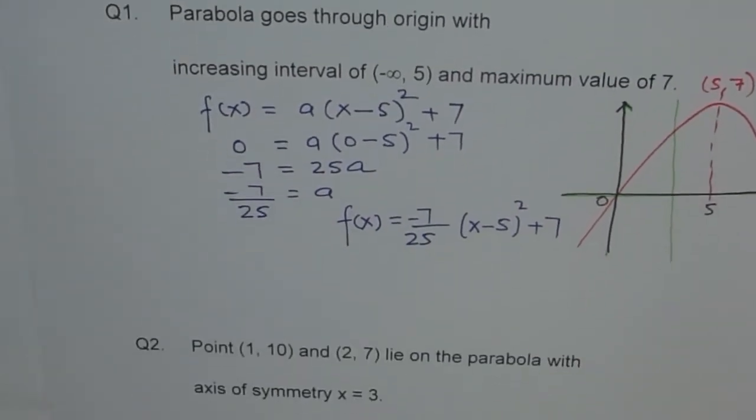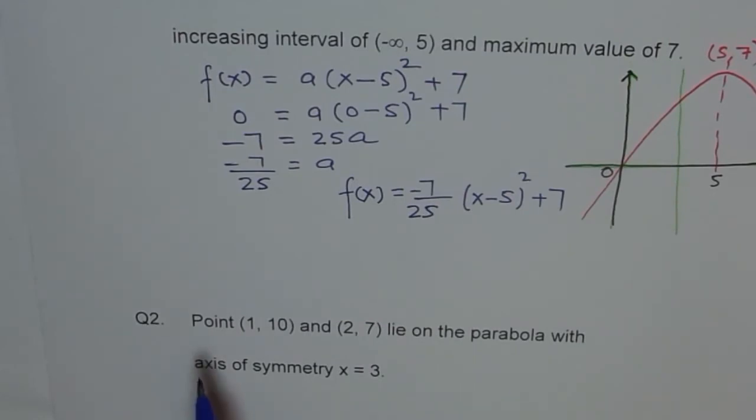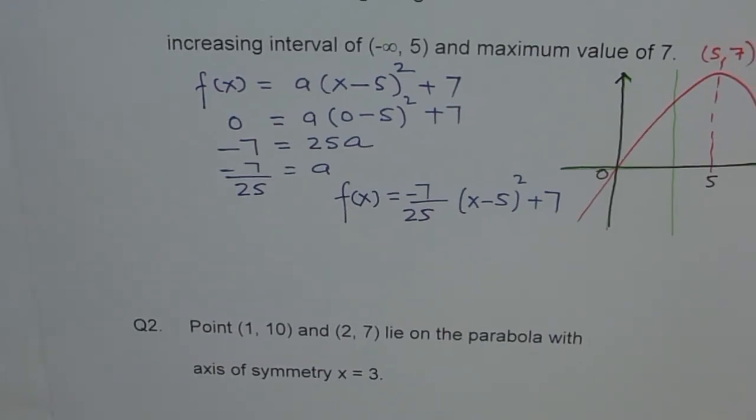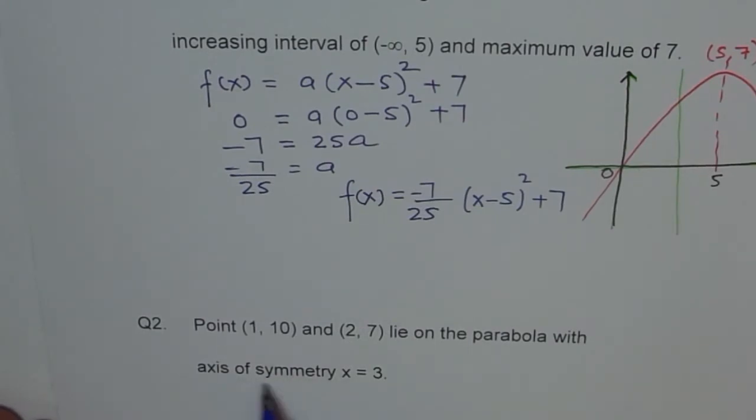The problem, question number 2 here, is that the point (1, 10) and point (2, 7) lie on the parabola with axis of symmetry at x equals 3, okay? Now, that means you're given 2 different points. You have the axis of symmetry, so you need to find what the parabola is. Now, how will you move forward in this particular case? Well, I will not solve this, but I'll give you a hint, correct?